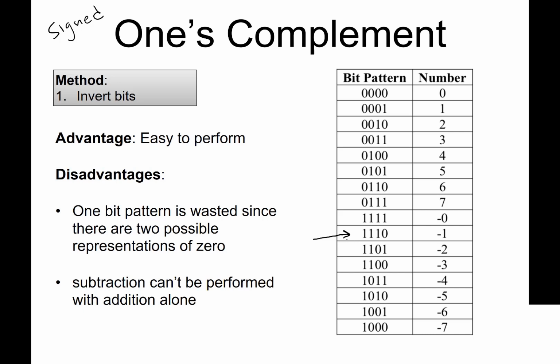So the advantage of this is that it's easy to perform. I mean, it's really easy to just invert the bits. The problem with this is, once again, we end up with this wasted bit because we have two representations for 0. So we're representing 0 and negative 0 again. And we also can't do subtraction with addition alone with this. We end up with a similar problem as before. We don't end up with the right answer.